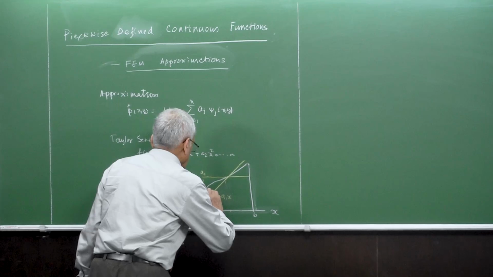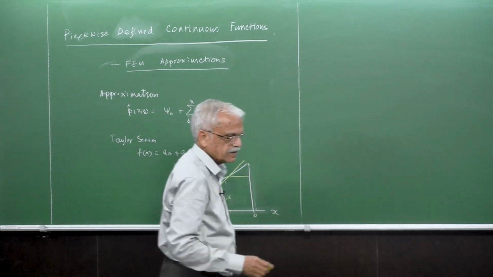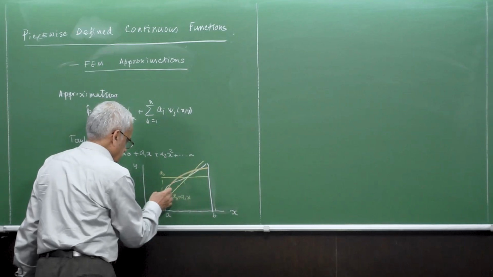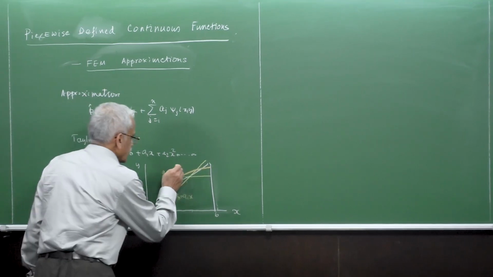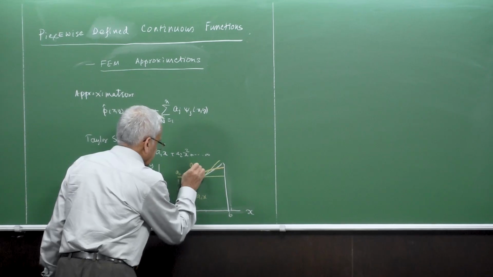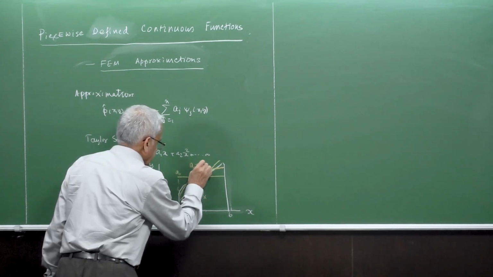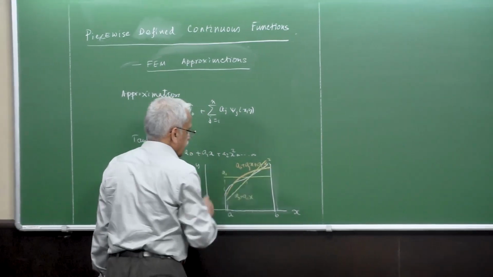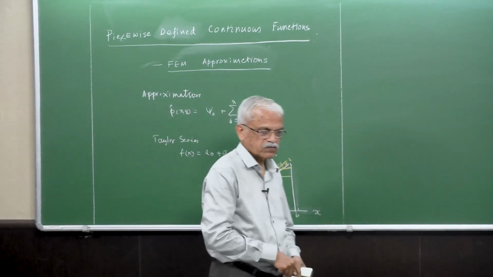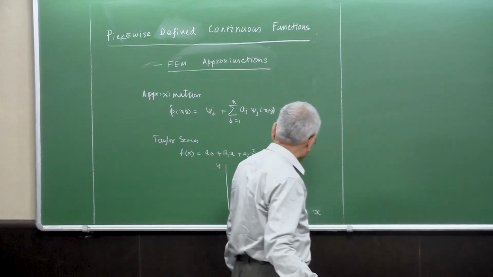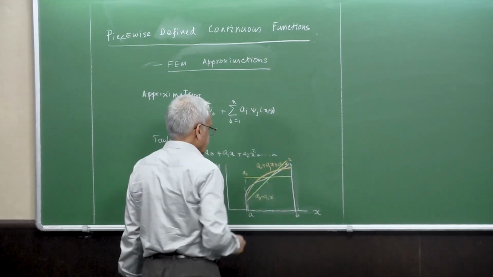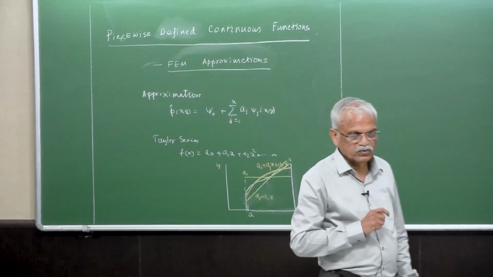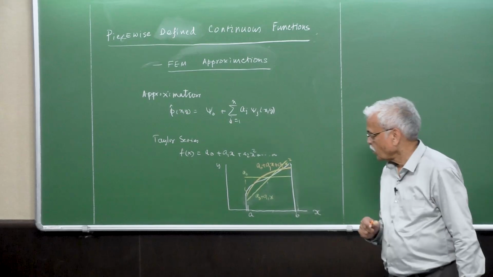And if you go further, we can also use one more term. If you use one more term, it may look like this, a parabolic a0 plus a1 x plus a2 x squared. So like this, you can see very well that as the number of terms increases, our approximation comes closer and closer to the actual function.